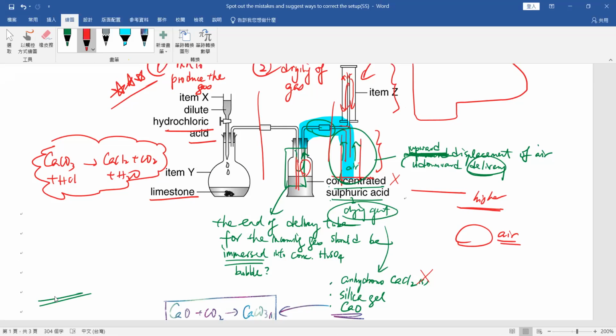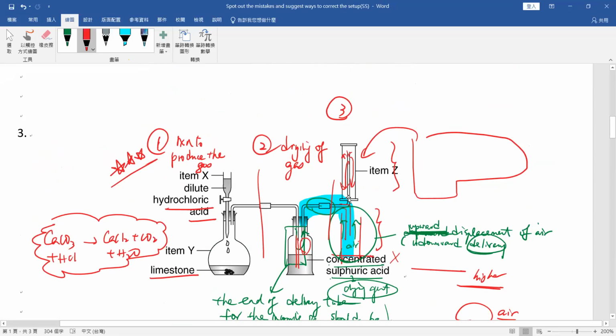We cannot immerse it as well, because if you attempt to do so, the drying agent will leave through the delivery tube instead of the gas. This is somewhat about physics. The final part is number 3, the gas collection method.